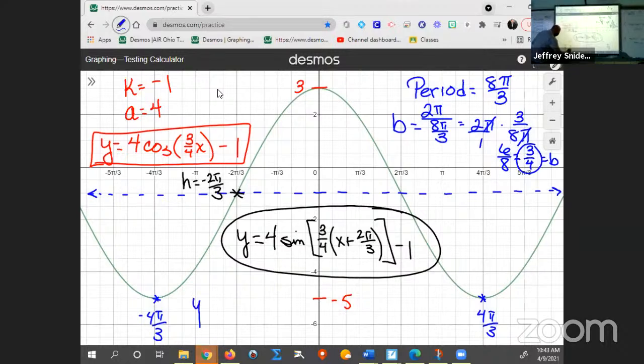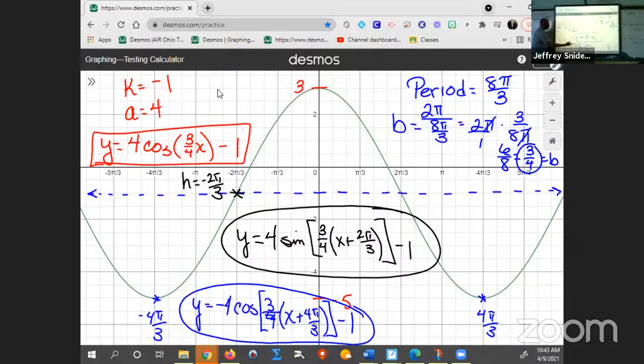I'm going to do another cosine curve. Here we go. Y equals -4 cosine of 3/4 of x plus 4 pi over 3 and -1. This is another function. I just wrote it as an inverted what? Cosine. Instead of starting at a max, I'm starting at a minimum. If I go on Desmos and graph all 3 of these, they'll be the same graph. That's 3 out of infinity.